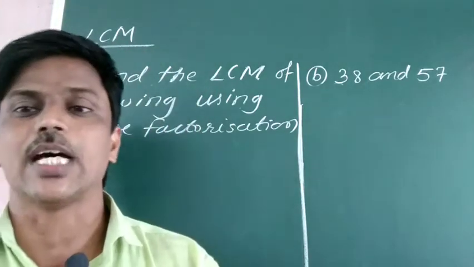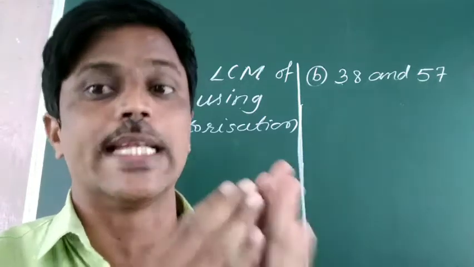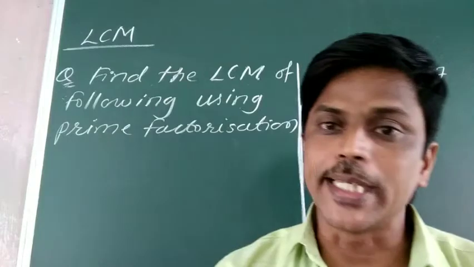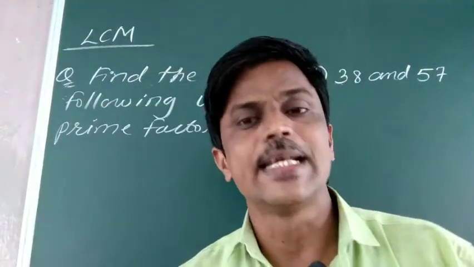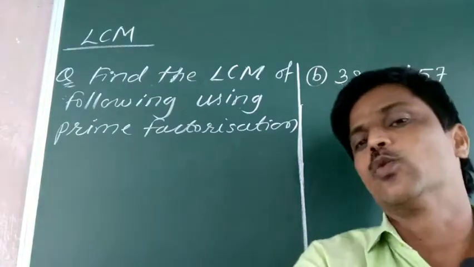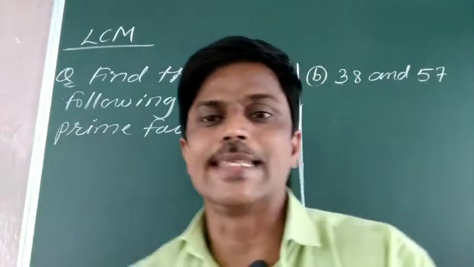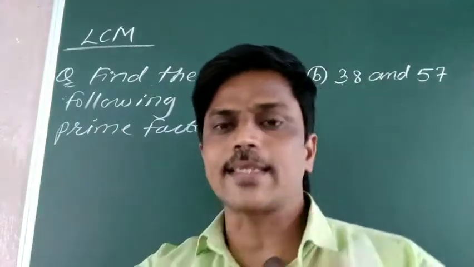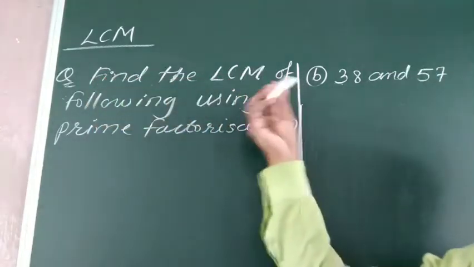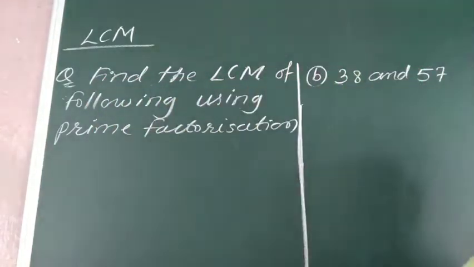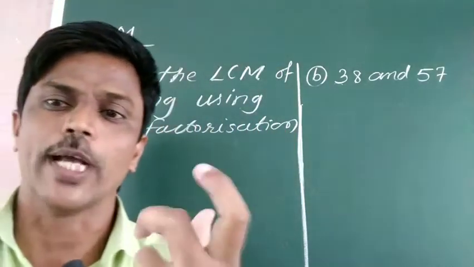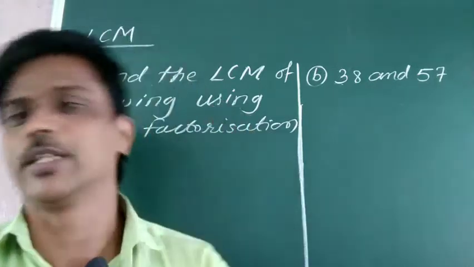In the previous class we learned how to find the LCM by making a list of multiples, then finding the common multiples, and from those common multiples picking the one with the lowest value. That multiple is the LCM of the given numbers. Now in today's class it is LCM again, but the method is different. Find the LCM of the following using prime factorization. Here we have to find the LCM by using the prime factorization method.